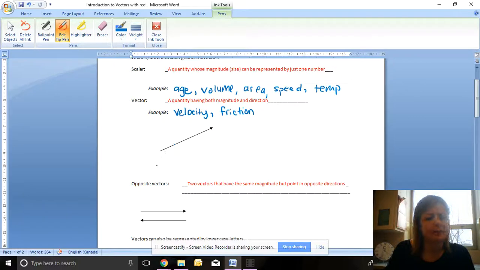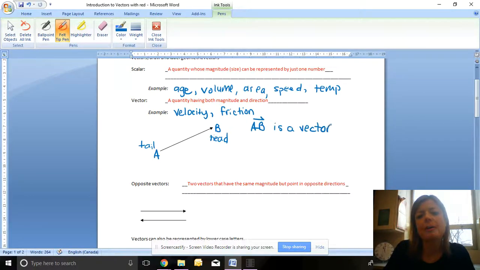So this is a vector, and we can call it vector AB. We'll put an A here and a B here. We call this end the tail, and we call this end with the arrow the head. So tail to head. When we talk about this vector, we can call it vector AB with capitals, and then we put a little half arrow above it. So AB is a vector.